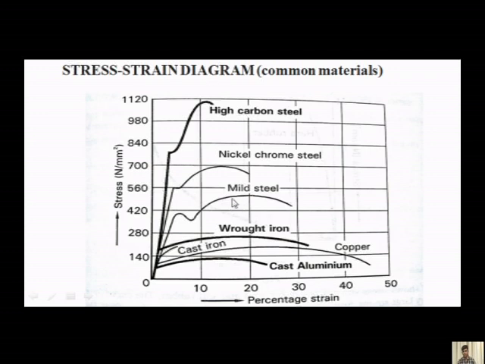We studied about mild steel. Wrought iron suddenly behaves like a brittle type. Cast iron, copper, ductile material, cast aluminum. So these are the different representations of common materials when they are represented graphically, stress by strain. So these are the values. As I told you, strain is always represented in the form of percentage and it doesn't have any unit. Stress is represented with a unit in Newton per mm square. You can observe the values of that.